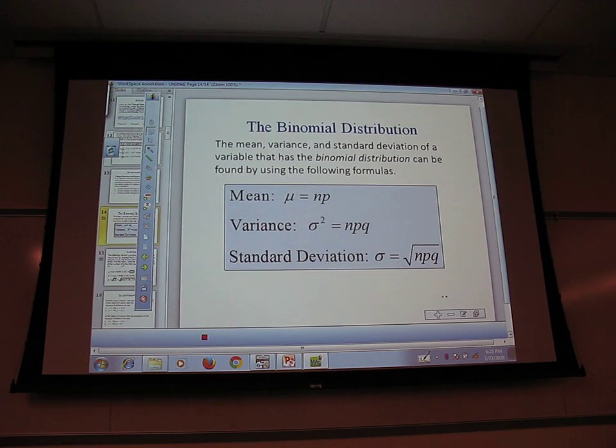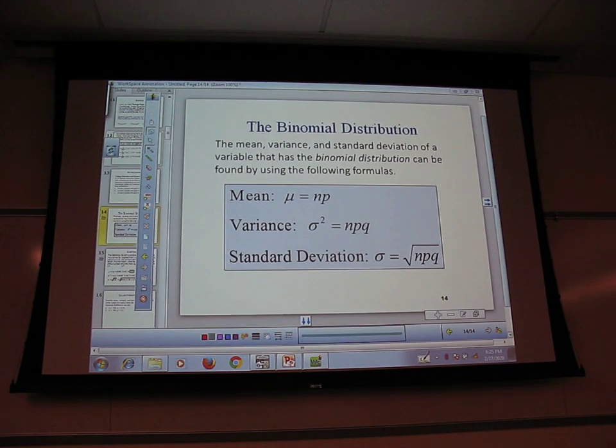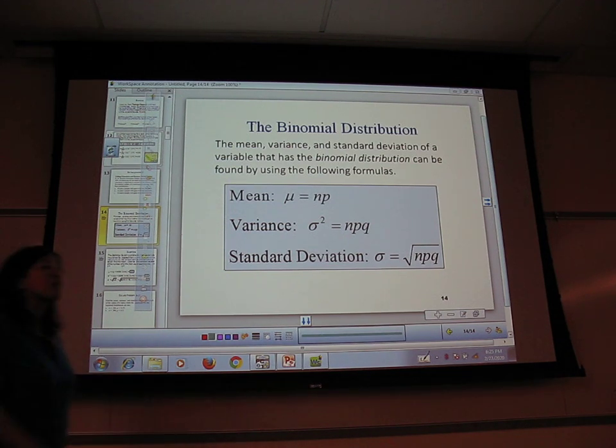Binomial distribution. Let's move on to our last part of this section. Megan, go ahead, read for us. The mean, variance, and standard deviation of a variable that has a binomial distribution can be found by using the following formulas. Great, thank you.